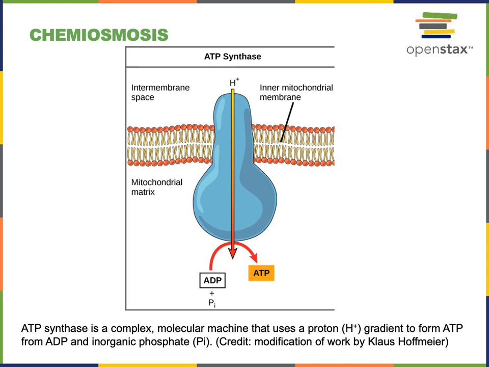This accumulation of hydrogen ions in the intermembrane space is a potential energy source that will drive the final step of oxidative phosphorylation, where ADP is phosphorylated to produce ATP in the mechanism of chemiosmosis. Chemiosmosis is where protons, also known as hydrogen ions, move by facilitated diffusion through the enzyme ATP synthase. As those hydrogen ions move down their concentration gradient through ATP synthase, they create kinetic energy that will then be converted into the chemical potential energy of the bonds in ATP.